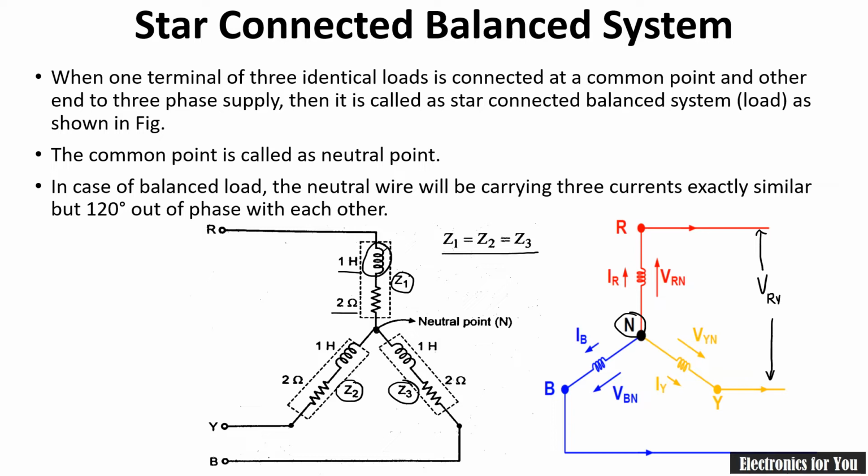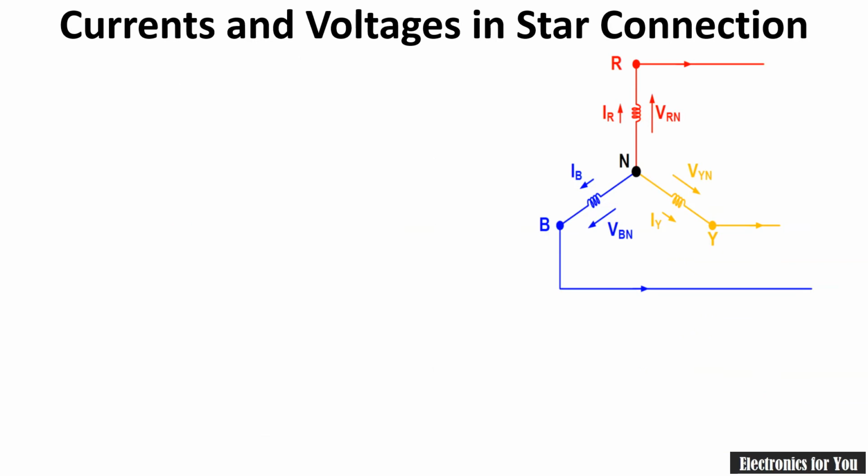If we consider our main sequence as VR, VY and VB for our red, yellow and blue phases respectively, then in this case the neutral wire is having a phasor sum IN equals IR plus IY plus IB. Note here that this is a phasor sum and the direction of current will be important here.